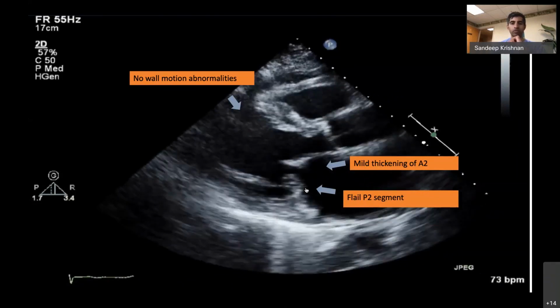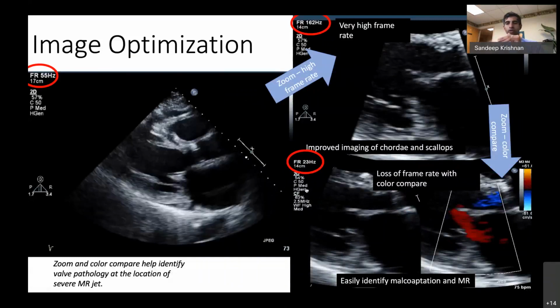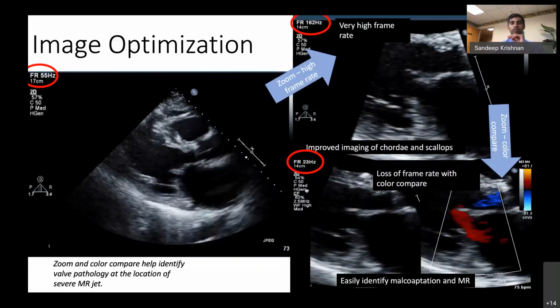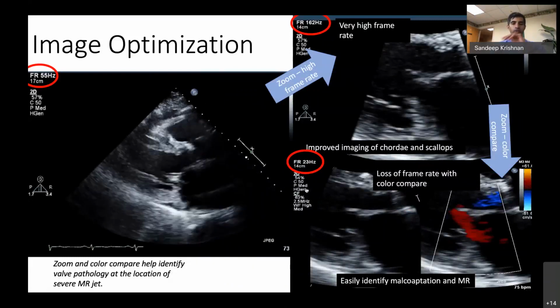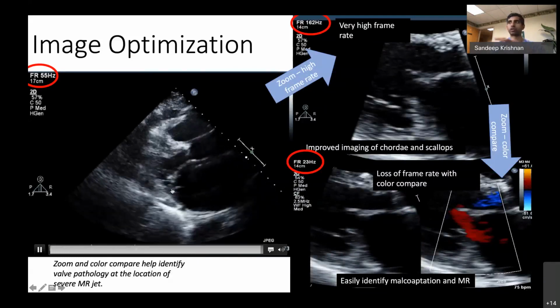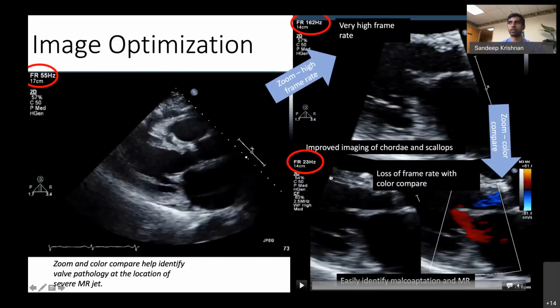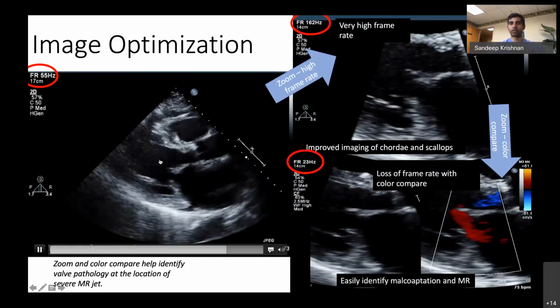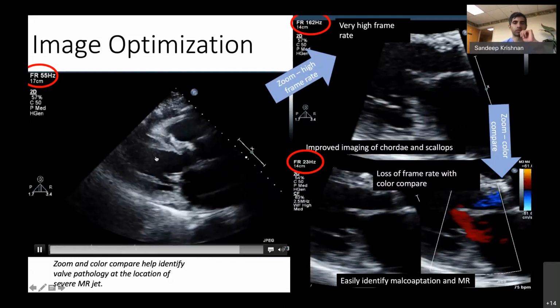But that's where it really helps when you're intentionally scanning, instead of just going through a protocol. If you see something that looks funny to you, or you start seeing a lot of color, let's say you miss this P2 prolapse initially, but then you turn on your color and you're like, there's a lot of color here. There's some degree of MR here, and this valve looks fairly normal, and the ventricle looks normal. So that should get you thinking, okay, there's something going on here.